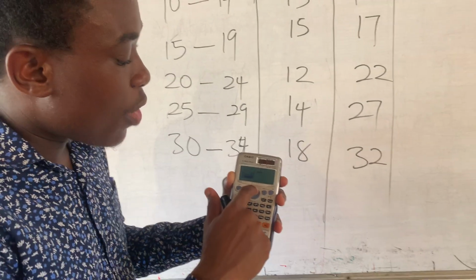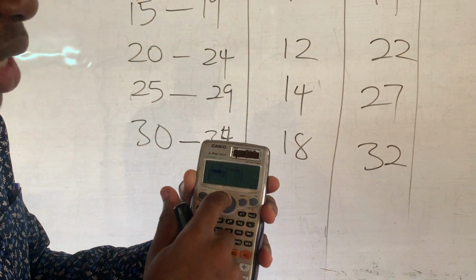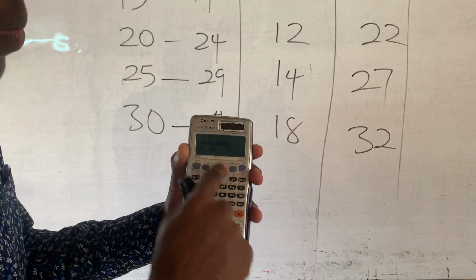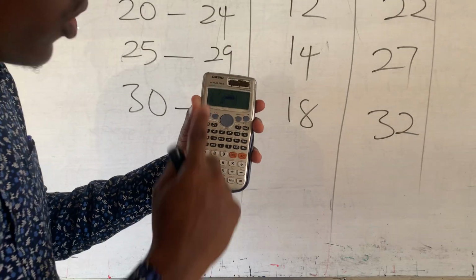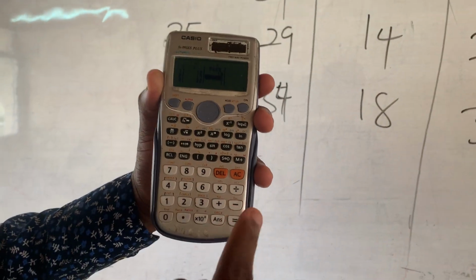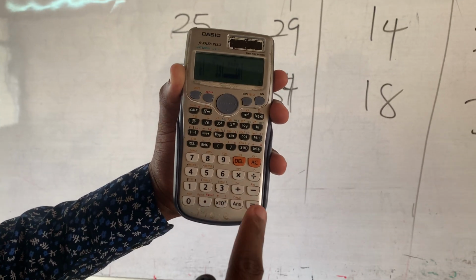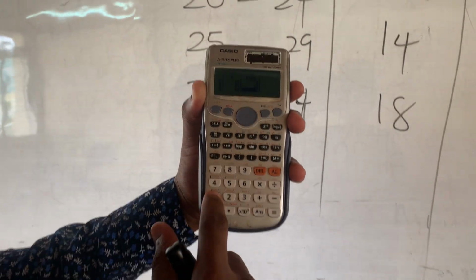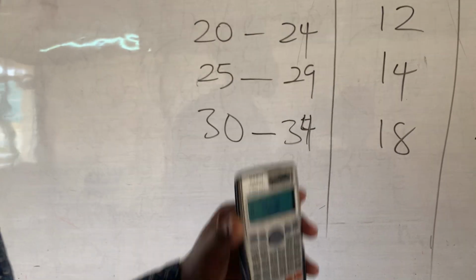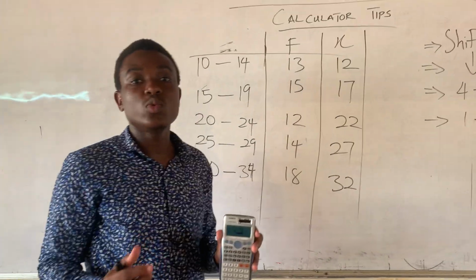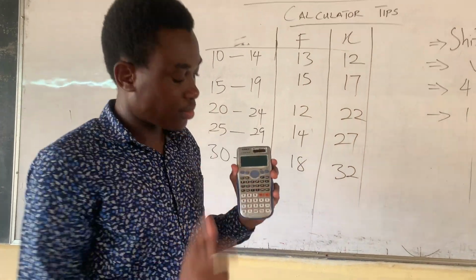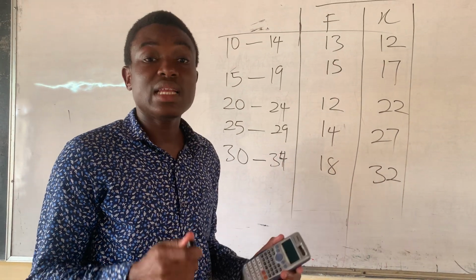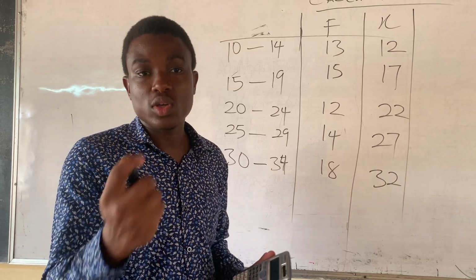Now you take your arrow to the first data that you entered, that is the 12, and then you shift it to the other column and you start entering the frequency. So we begin with 13 and you press equal to, 15, equal to, 12, equal to, 14, equal to, and finally 18, and you press equal to. So we are done entering data. What we do next is to press the AC. Now we are going to find our mean and then standard deviation, and of course our variance.